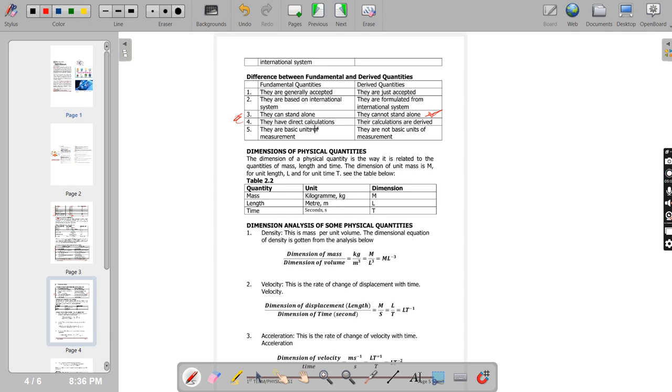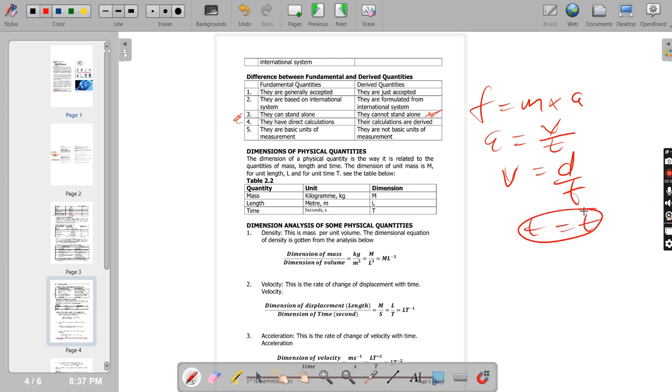Number four, they have direct calculations for fundamental quantities. For derived quantities, their calculations are derived. For instance, if you want to calculate force, you calculate mass times acceleration, because force is derived from mass times acceleration. If you want to calculate acceleration, you calculate velocity over time. If you want to calculate velocity, you calculate displacement over time, right? But if you want to calculate time, you just measure time. Do you understand? So this is a fundamental quantity, while the rest of what I did here are derived quantities.